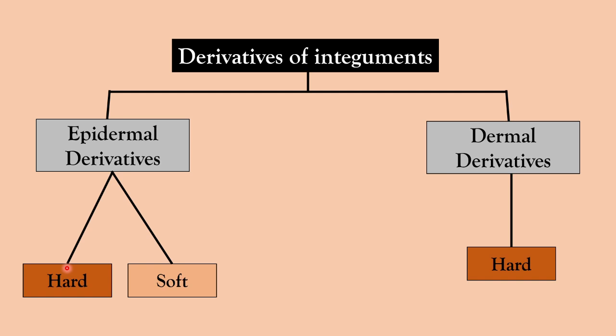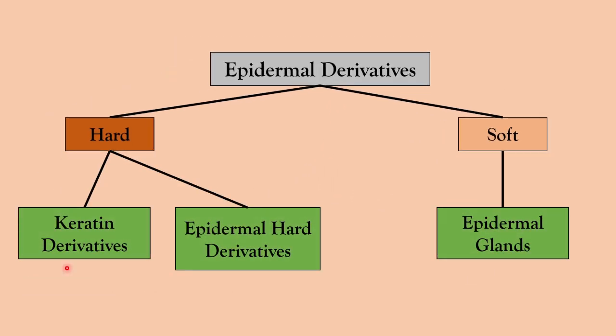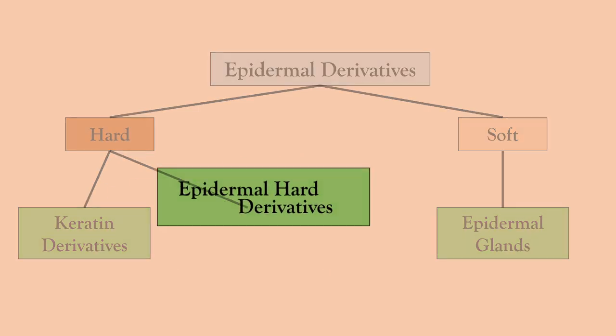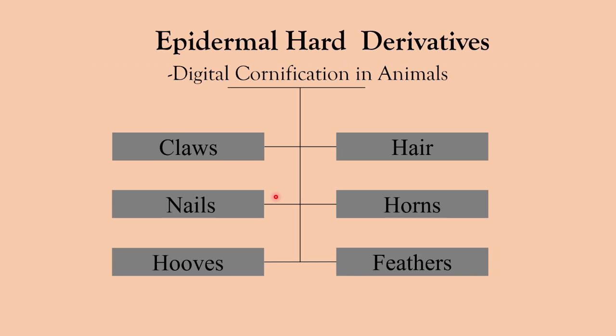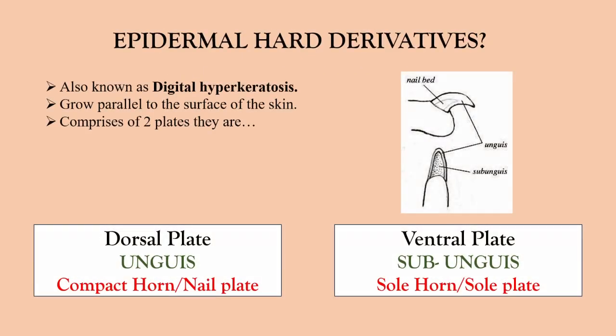In this video, we will learn the epidermal hard derivatives, that is the digital cornification in animals. These digital cornifications are the formation of horny layers over the digits. These horny layers are of the stratum corneum layer. As you can see in the flow chart, it can be in the form of claws, nails, hooves, hair, but only feathers originate from the stratum germinativum layer. So, how does this process of epidermal hard derivative take place?